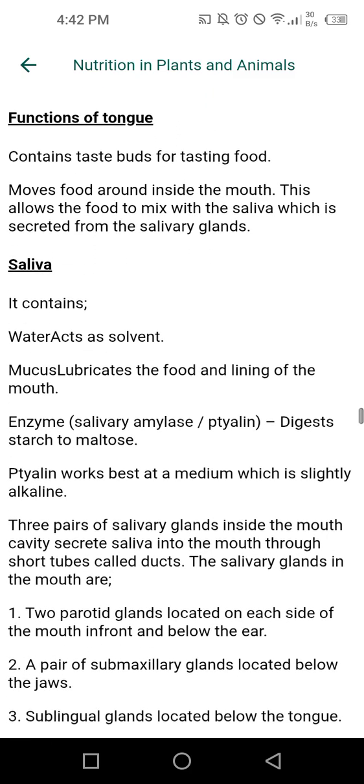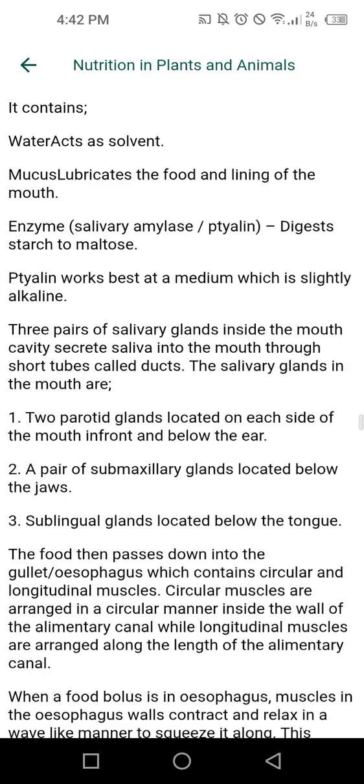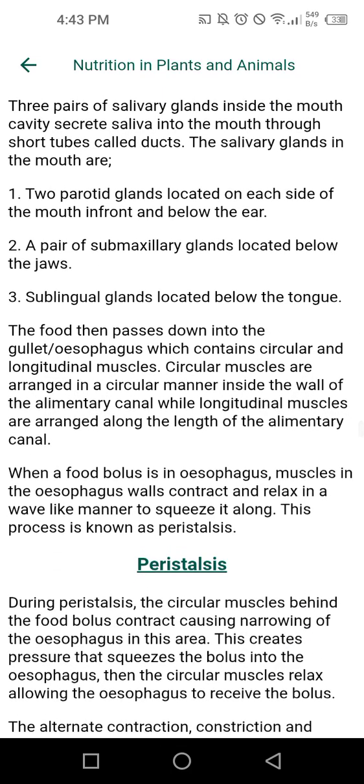3 pairs of salivary glands inside the mouth cavity secrete saliva into the mouth through short tubes called ducts. The salivary glands in the mouth are 1. 2 parotid glands located on each side of the mouth in front and below the ear. 2. A pair of submaxillary glands located below the jaws. 3. Sublingual glands located below the tongue.